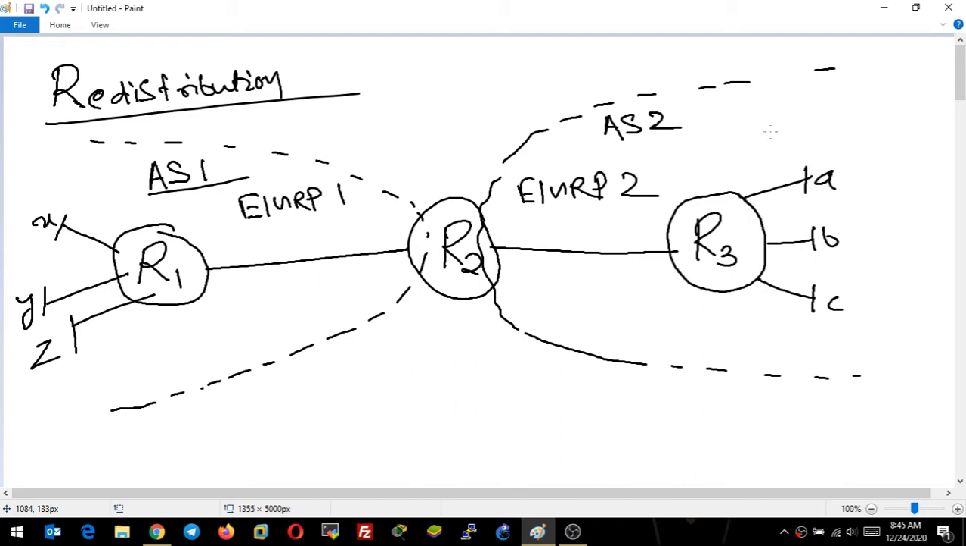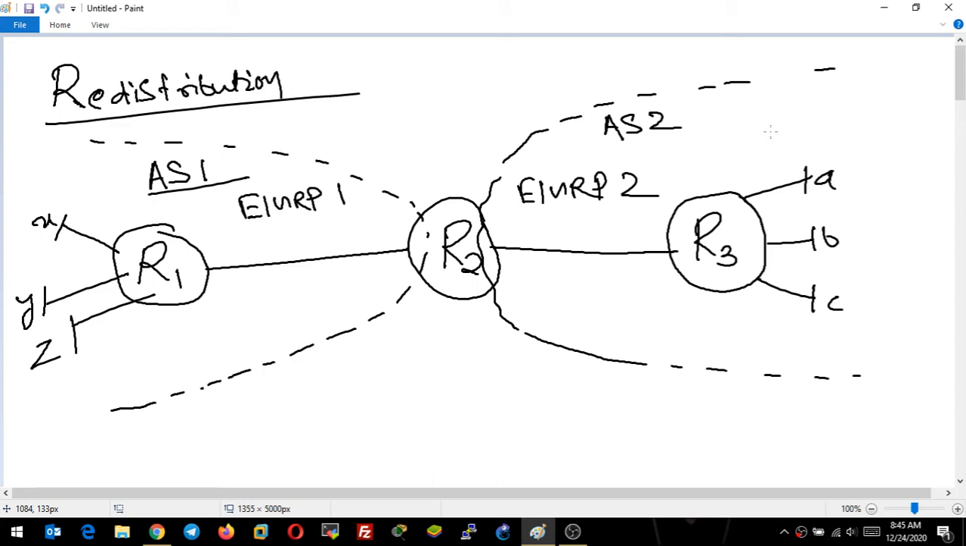So actually, routers from different autonomous systems do not share routing information automatically. So manual redistribution is needed to share routes between the routing protocols or routers with different autonomous systems.